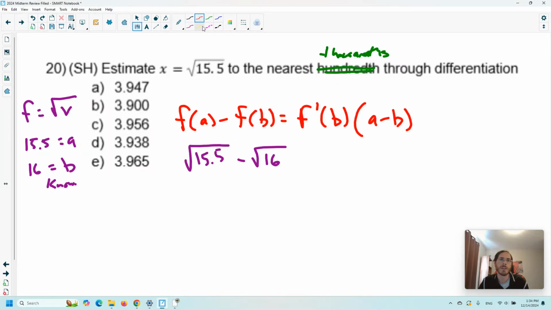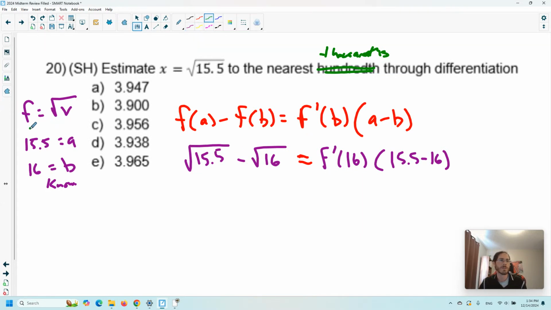And then on the other side, we're doing an approximation. F prime of b, I don't really know that one yet. So we'll just put it as a placeholder. F prime at 16. And then a minus b, so that's 15.5 minus 16. All right, so we're all set up. We've got to do f prime.